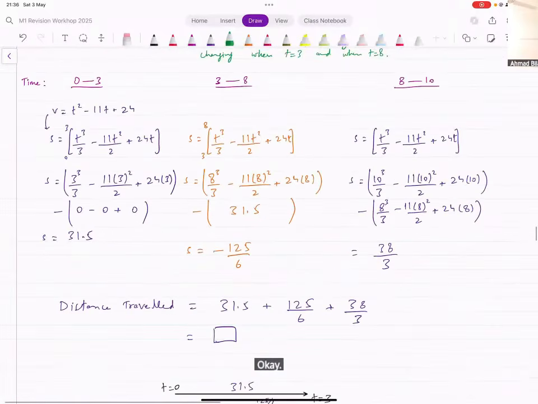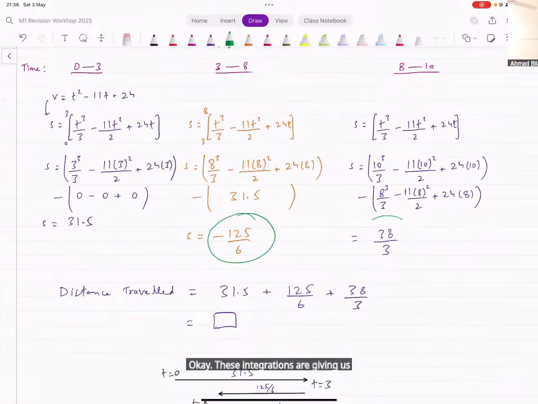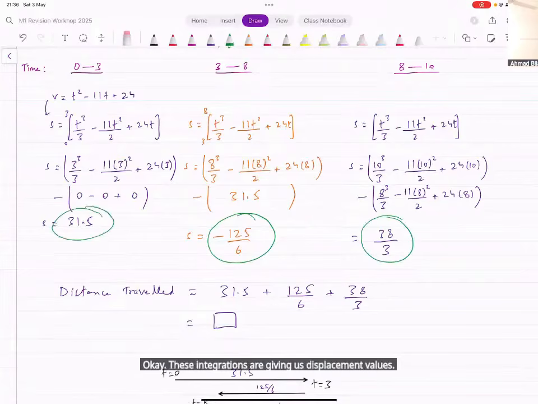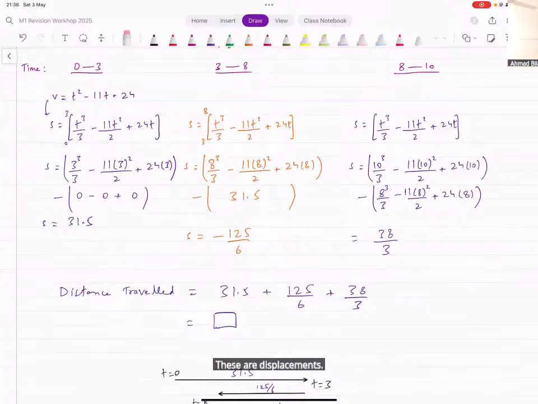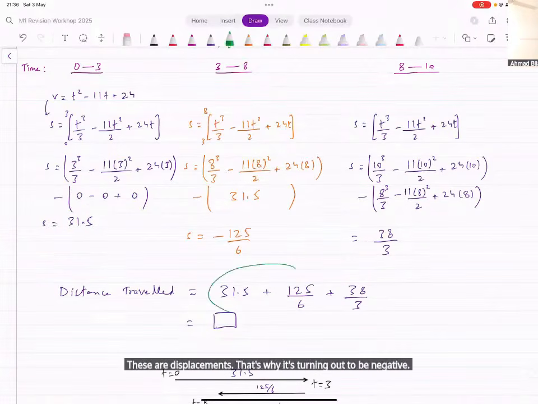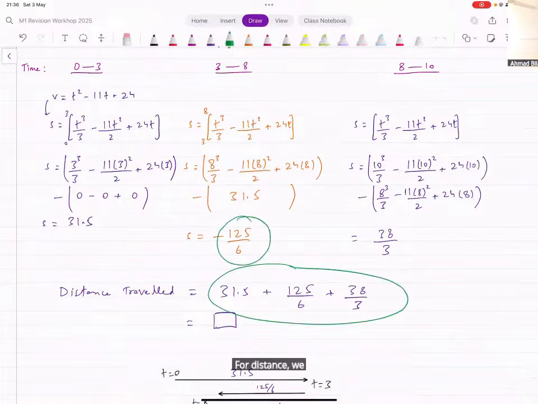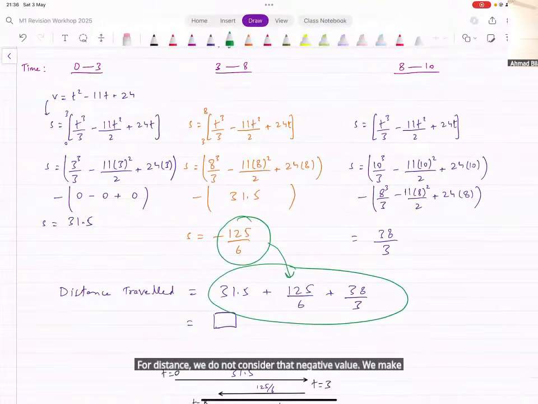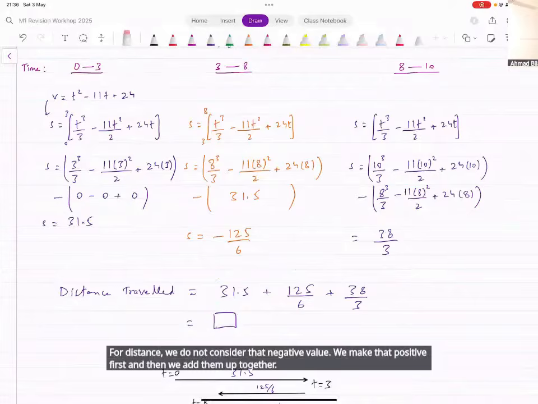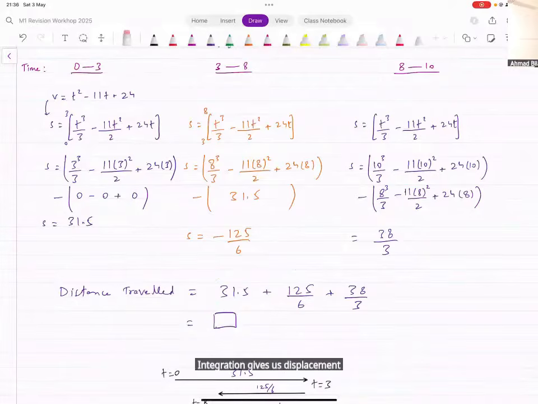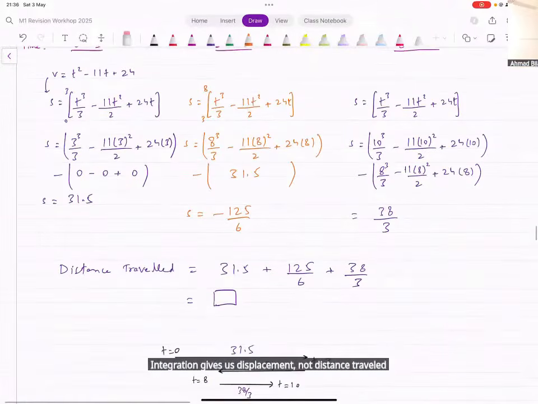These integrations are giving us displacement values. These are displacements. That's why it's turning out to be negative. For distance, we do not consider that negative value. We make that positive first, and then we add them up together. Integration gives us displacement, not distance traveled. So that's why we are getting this negative value.